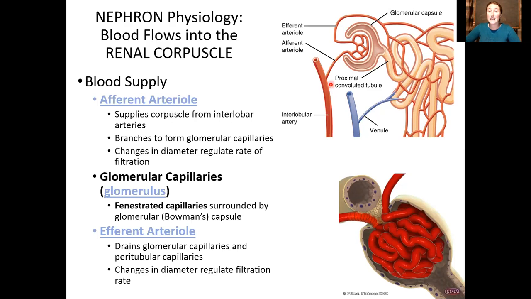So again, the larger diameter of the afferent arteriole compared to the smaller diameter of the efferent arteriole is going to increase the filtration, right? It's going to push more filtrate, more fluid with any solutes that happen to be in there across this membrane and into the tubule. And does that make sense? Is that okay?